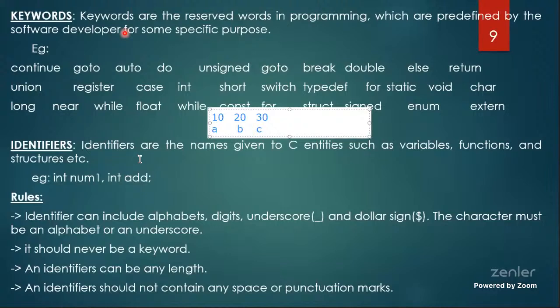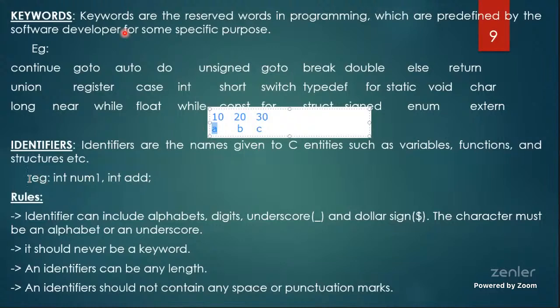Identifiers are the names given to C entities, such as variables, functions, and structures. For the time being, you take only variables. Functions and structures you will understand in the next upcoming concepts. So now variables. I have given these names so that I can identify them. In the variable A, 10 is stored. In the variable B, 20 is stored. In the variable C, 30 is stored. This is how we are identifying, isn't it?